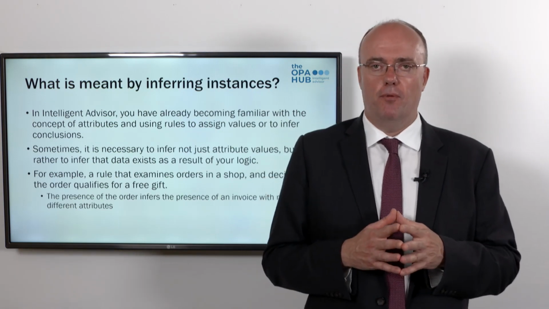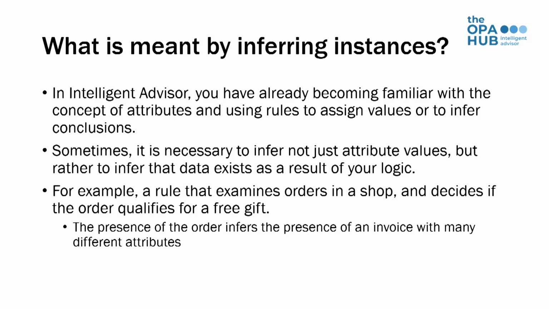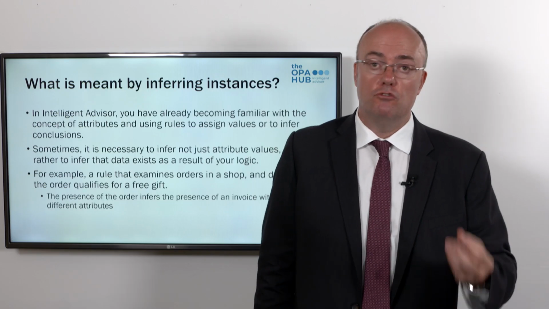So, starting at the top, what do we mean by inferring an instance? Well, you've already become familiar with the idea that in Intelligent Advisor rule models, you have attributes such as the customer name, and that attribute can have a value. Richard, Bob, Anna, Steve, whatever. And you've become familiar with writing rules to set the value of an attribute. You know, the cost of the fish and chips equals the cost of the fish plus the cost of the chips plus the service charge. You've assigned a value to the cost of the fish and chips.